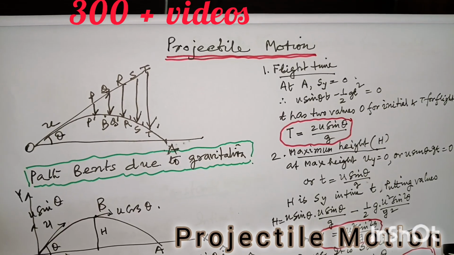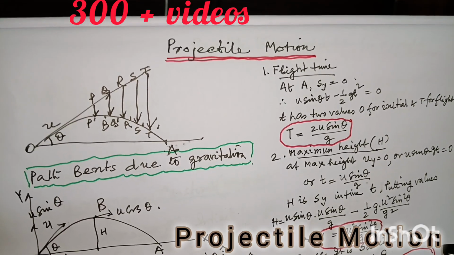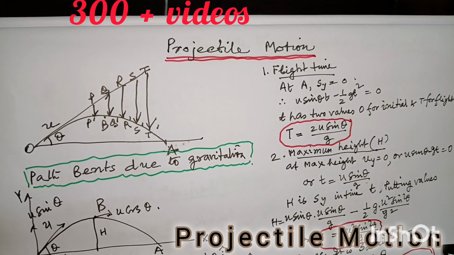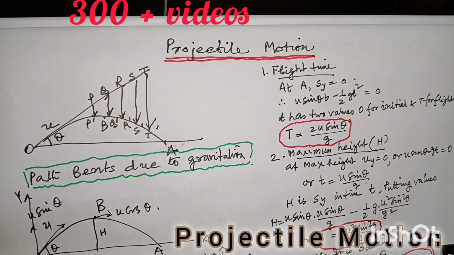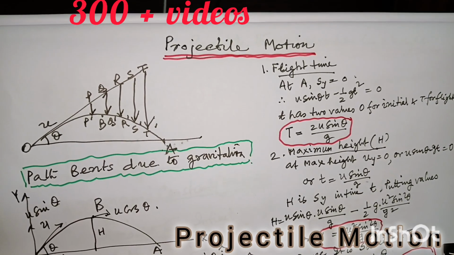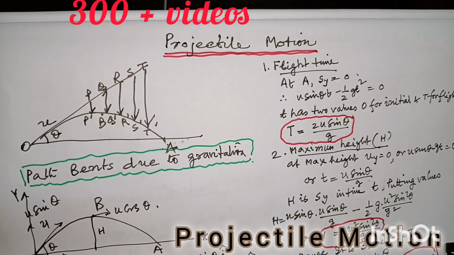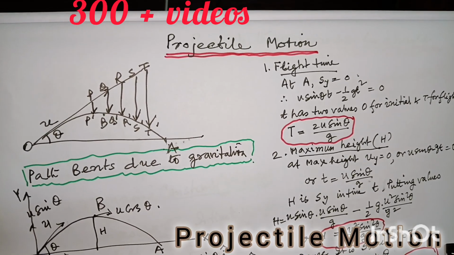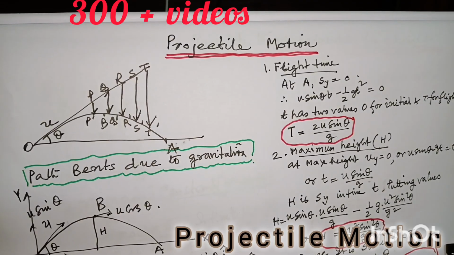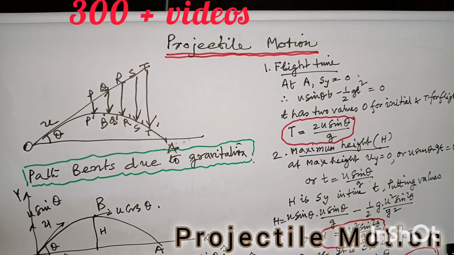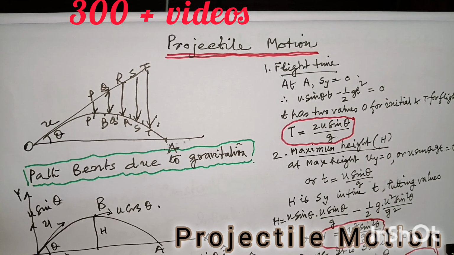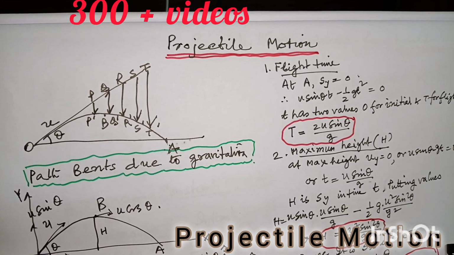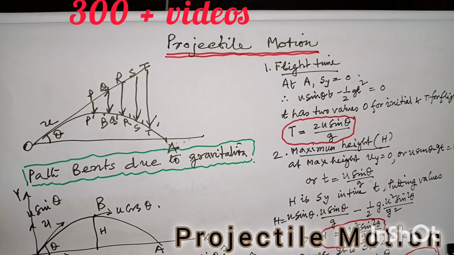So that curved path is projectile. But the question is, why is it so? Why is it taking this type of curved path? Now just imagine if there was no gravitational pull, if there was no acceleration due to gravity, then if it is thrown with u, it would have gone in a straight line as shown in the picture. From O it will go to P, Q, R, S, T, like this in a straight line.